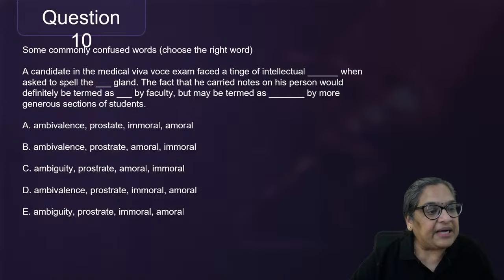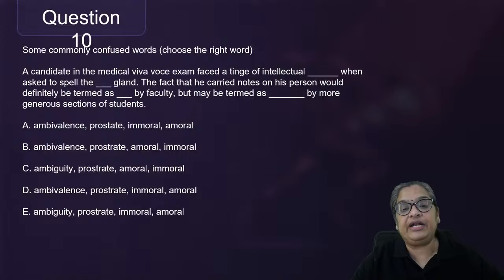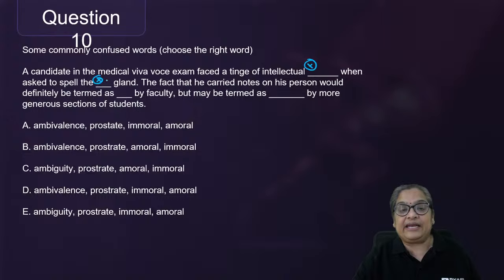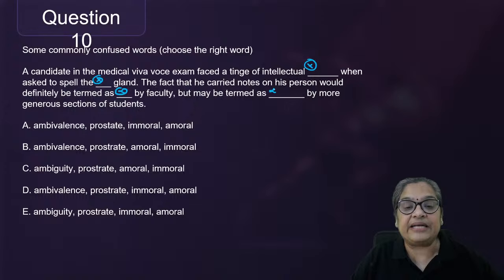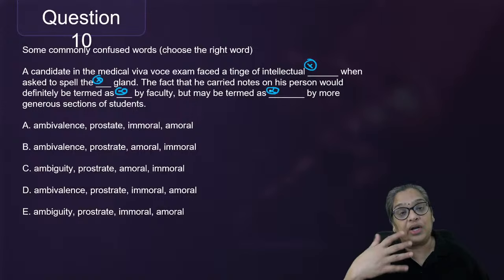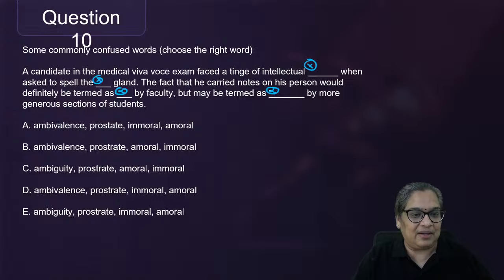A past year XAT question. A candidate in the medical viva exam, oral examination, faced a tinge of intellectual dash when he was asked to spell dash gland. The fact that he carried notes on his person would definitely be termed as dash by the faculty, but may be termed as dash by more generous sections of students. So there was a candidate in a medical oral exam, a doctor or an aspiring doctor or a doctor in training, and he had an intellectual dash. Why? Because he was asked to spell some gland's name.